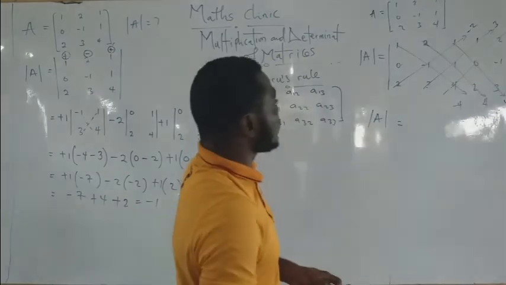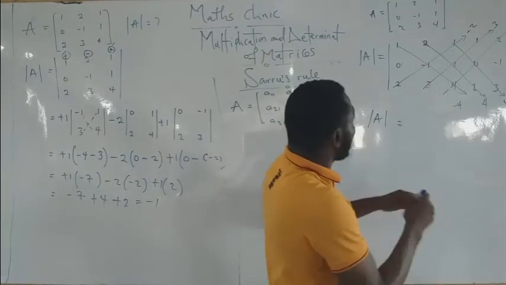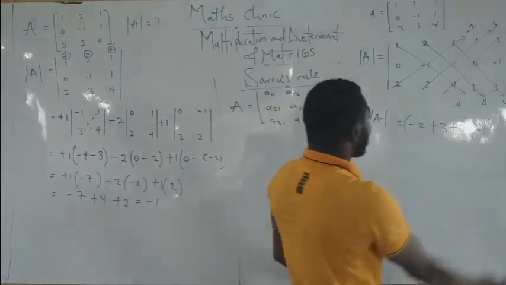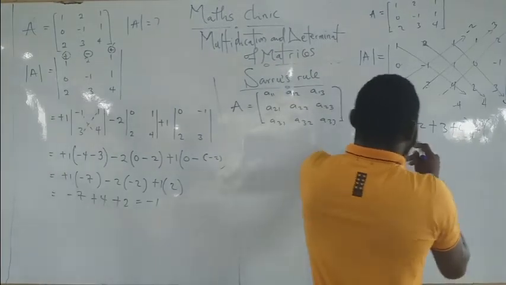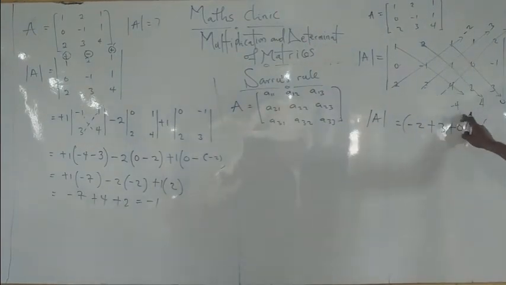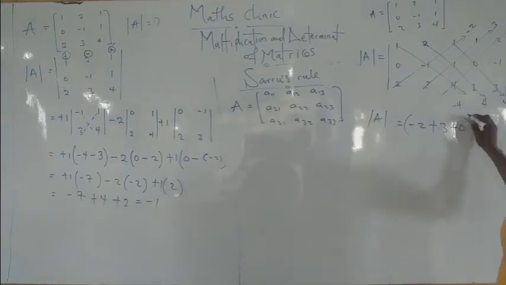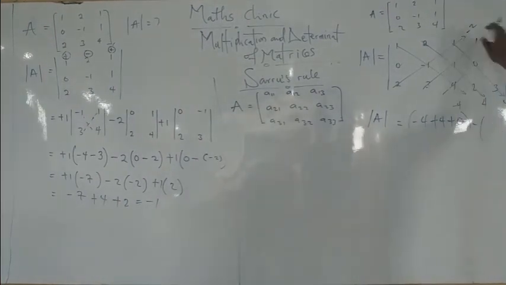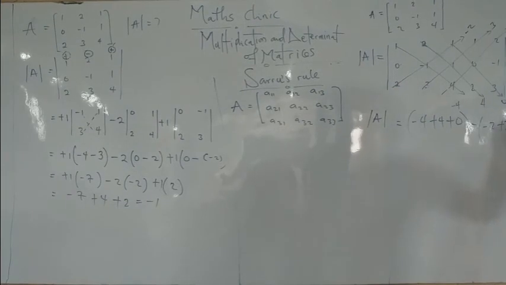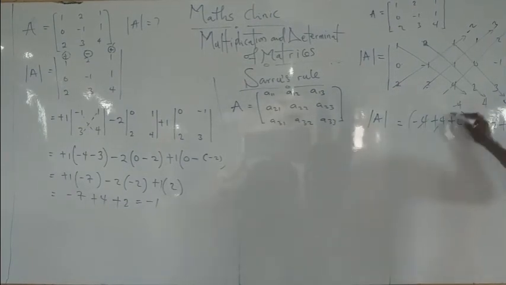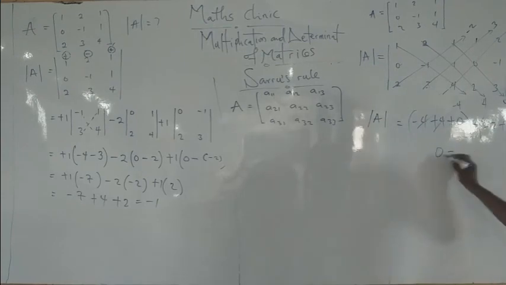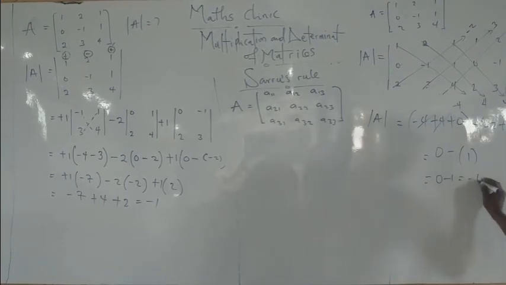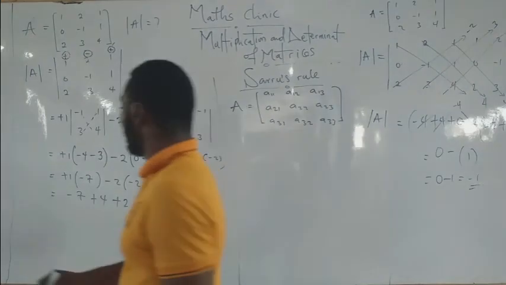So what would this be now? This would be minus 2 plus 3 plus 0 minus, what do you have there? We are picking the down part plus 0 minus the upper part, minus 2 plus 3 plus 0. Okay? This and this will go, that gives 0. That's 0 minus into bracket, this is 1. And that will give you 0 minus 1. That's minus 1. Thank you and God bless you.